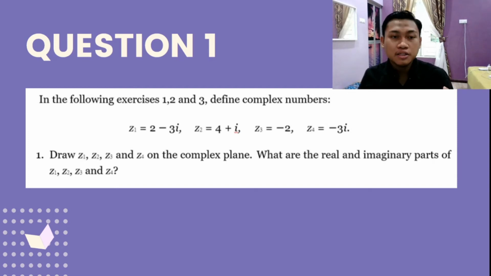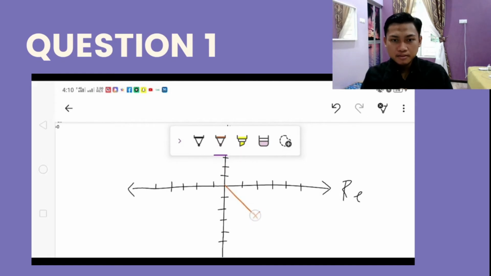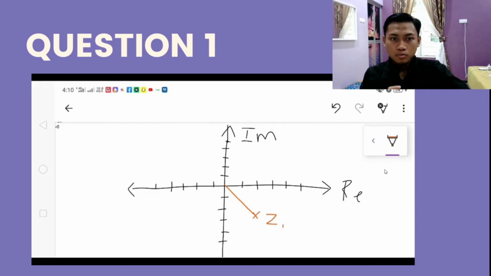So this question asks for two things. The first one, we need to draw the graph. The second one, we need to list down which one is the real and which one is the imaginary numbers. Alright. So question 1. This is my handwritten. So as we know, Z1, the number that we are doing right now, is 2 minus 3i. Alright, as we can see right here, the coordinate is 2, -3 for Z1.